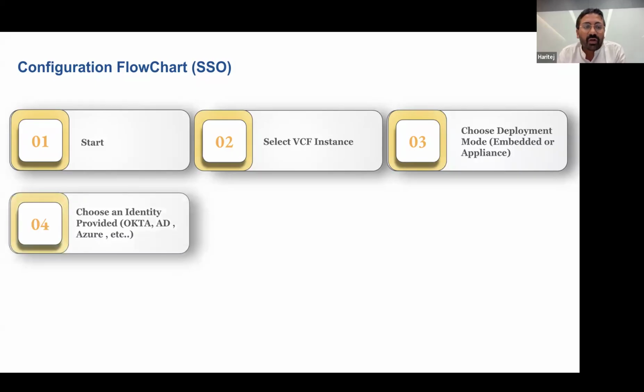Once you choose the deployment mode, you would need to choose what is the identity provider that is available with your enterprise. Based on the identity provider that is available, you can provide the details corresponding to your identity provider. Like, let's say if you are configuring the modern IDP, you would need to provide details like the shared secrets and the OIDC URLs, etc.